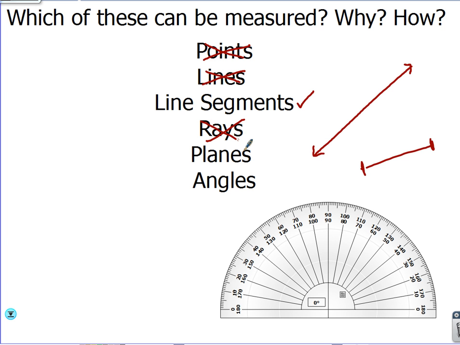Can a plane be measured? No. Can we measure an angle? Yep, use one of those. We measure angles in degrees. And later on, same way you have Celsius and Fahrenheit for temperature, you've always measured angles in degrees. You also have another unit of measure that we talk about in Algebra 2 called the radian. You have either a degree or a radian to measure angles.